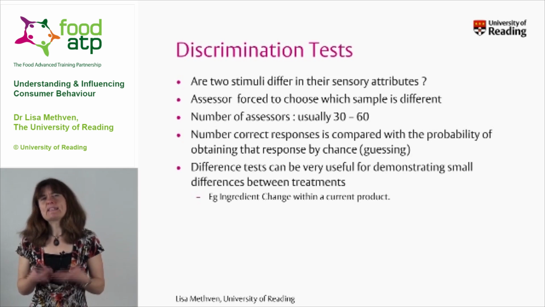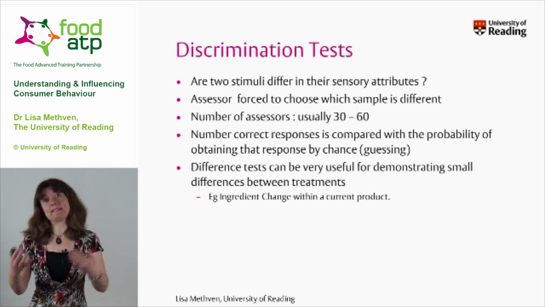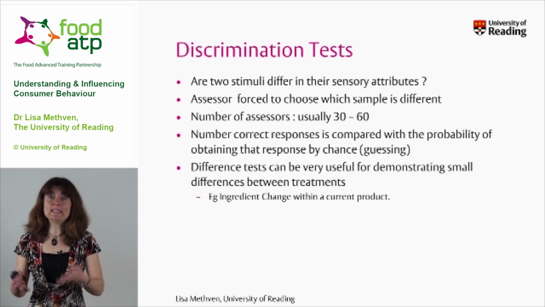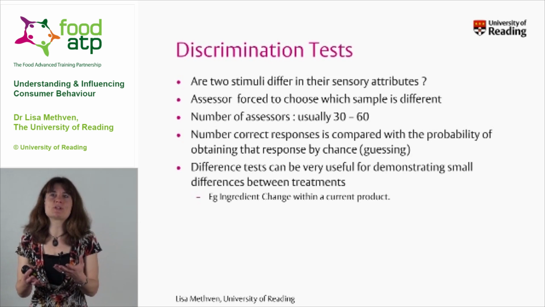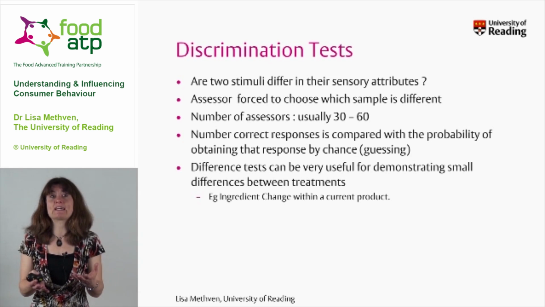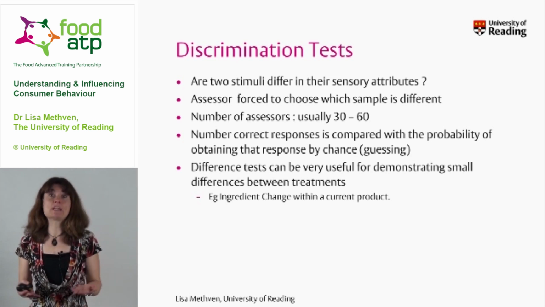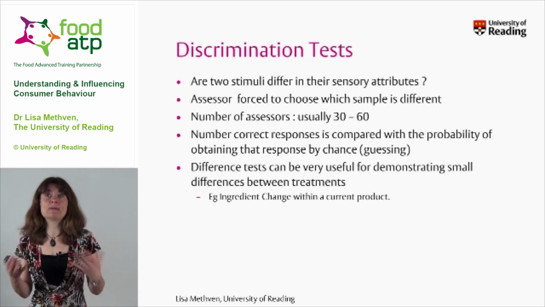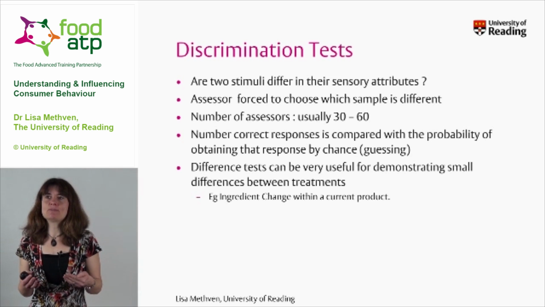characteristics? The assessor has to be forced to choose which sample is different because you need to apply stats to the results, and therefore we need everybody to make a choice of one product or another, because the statistics will also take into consideration that they may have just guessed the answer. So we call these forced choice tests. The number of assessors that you normally use is between sort of 30 and 60, and they only make a judgment once. They don't do repeats, they just do the assessment once. Difference tests can be useful for demonstrating small differences between treatments, really.